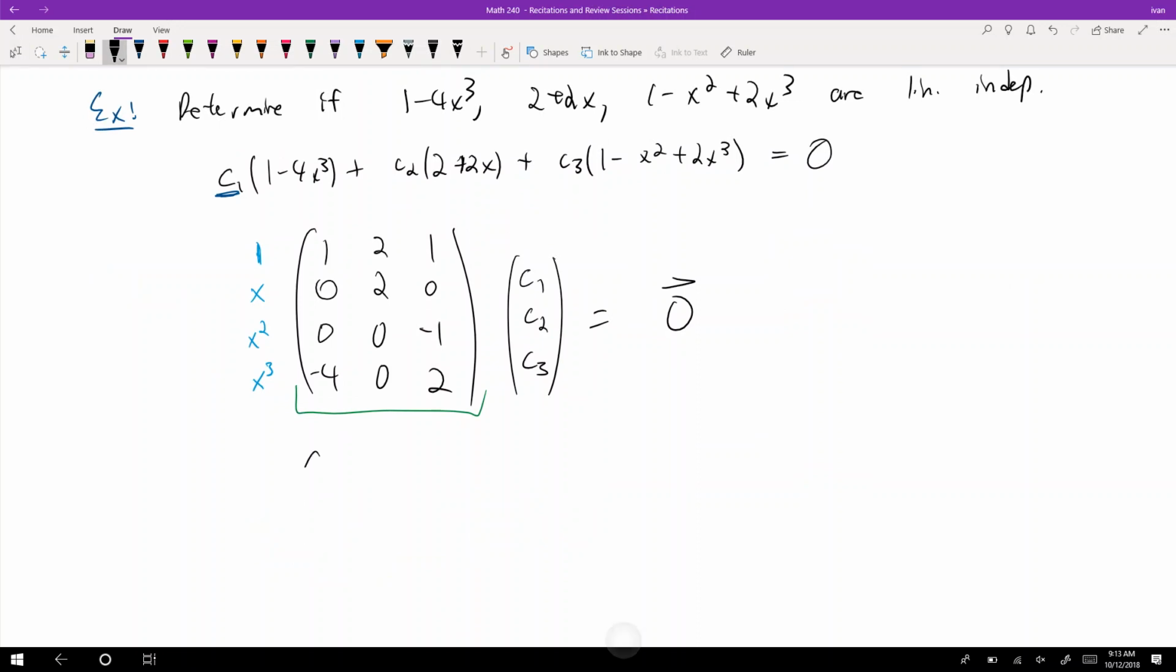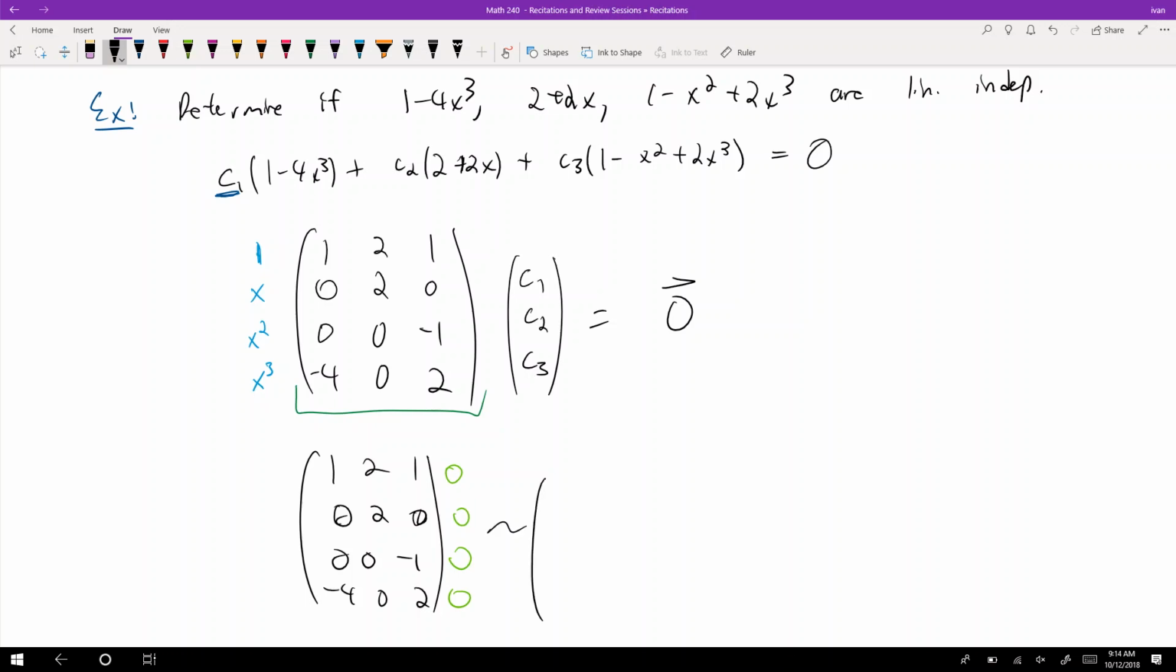So now what we want to do, since we're determining if it's linearly independent or not, we've got to reduce it. So I'm just going to rewrite it. Okay, and technically, remember that we're solving the homogeneous system, but the zeros don't really matter, so we're not going to write them down. So this reduces 1, 2, 1. I'm going to divide the second row by 2. I'm going to multiply the third row by -1. And then the last row, I'm just going to zero out that first column.